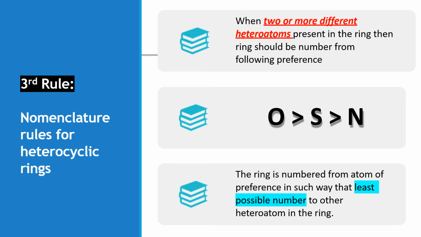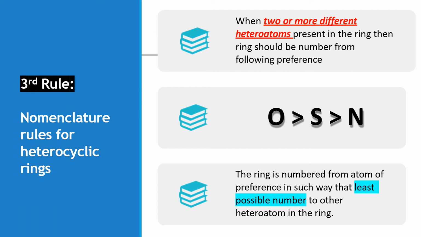Okay, next rule number 3. What does that indicate? The sequence between heteroatoms that we use frequently. These three heteroatoms are oxygen, sulfur, and nitrogen. Very important sentence: whenever two or more different atoms are present in the ring, the numbering should be preferred. Oxygen is 1, then sulfur, and then nitrogen.